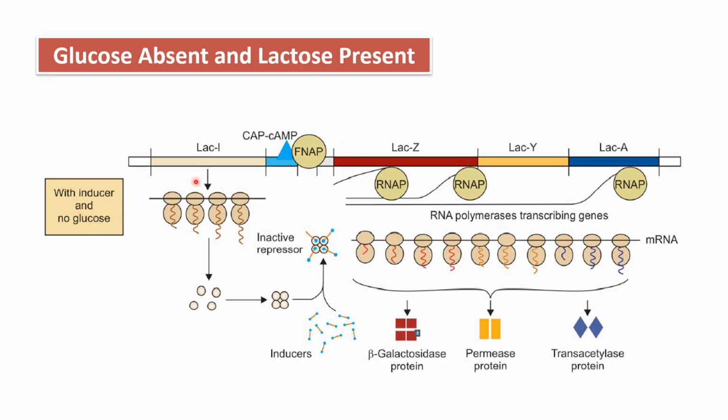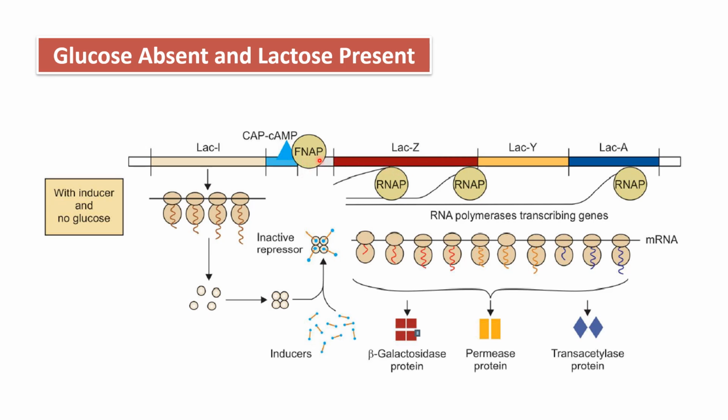So what is happening here? The inducer, that is lactose, is present here and there is no glucose. The repressor is produced, but since the inducer is present, it will inactivate the repressor. So no repression here. Since glucose is absent, there will be an adequate amount of catabolite activator protein, CAP, which will form a complex with cyclic AMP, and this complex promotes the binding of RNA polymerase with the promoter region and the transcription is started here.